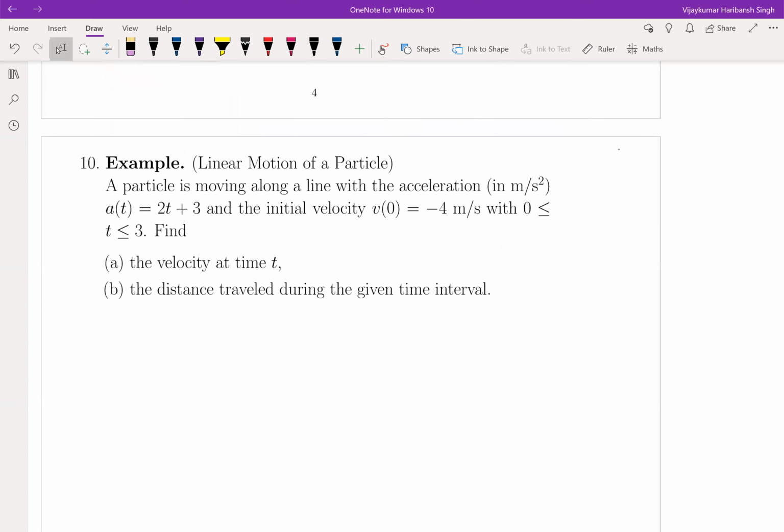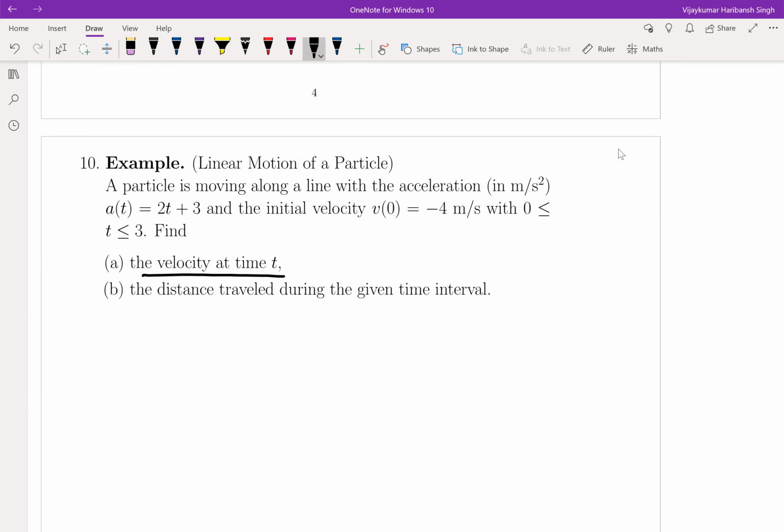Now let's do the following problem. A particle is moving along a straight line with an acceleration a(t) of 2t plus 3. The initial velocity v0 is minus 4 meters per second, and t is between 0 and 3. The question is, what is the velocity at time t?